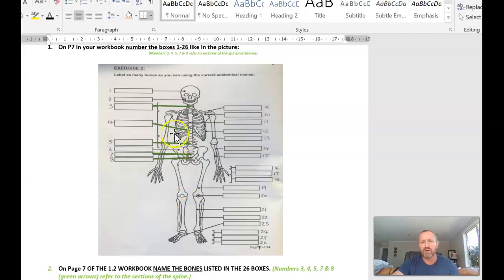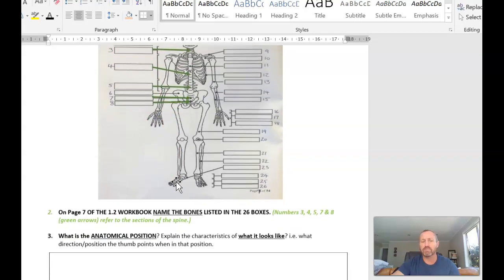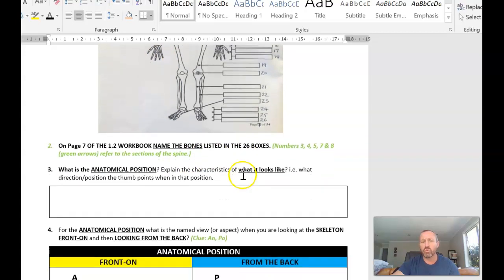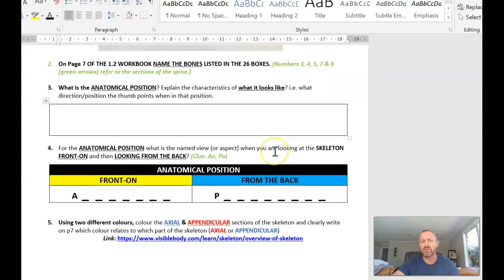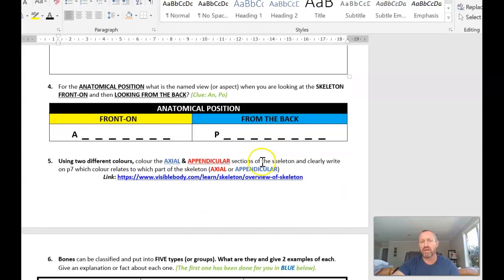And I've put green arrows here in this diagram. They refer to the sections of the spine. Okay, so the spine or the vertebra. So you need to know what sections they are. Okay, all of this information you can see here that I put my clues for you, my heads up clues in green font. And as you go through, the questions are there.